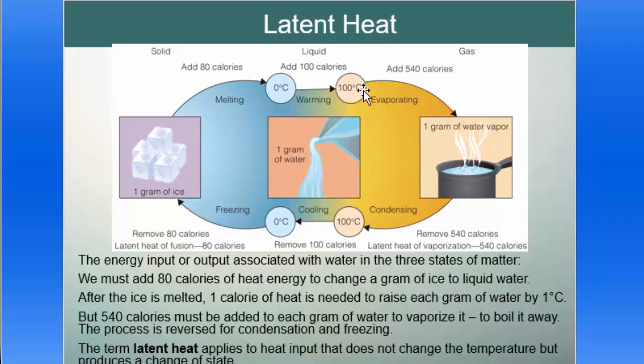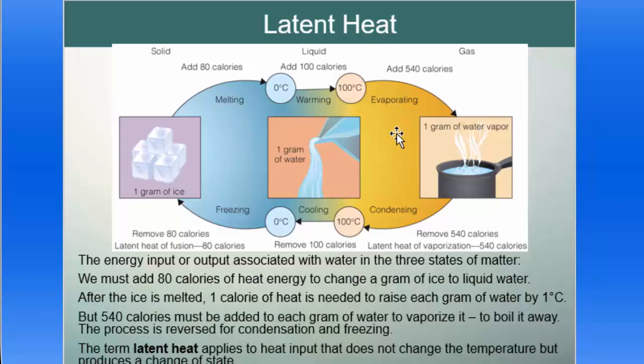Same thing happens when you go from a liquid to a vapor. And this is basically just evaporation. Liquid to a vapor, it takes 540 calories to break the bonds of the liquid to turn it into a vapor. And so evaporation is a cooling process. Here's a really great example. Take water, put it on your arm, let it evaporate. It'll feel cool.